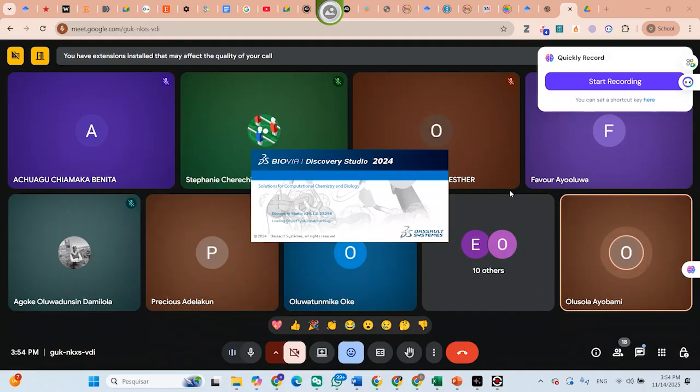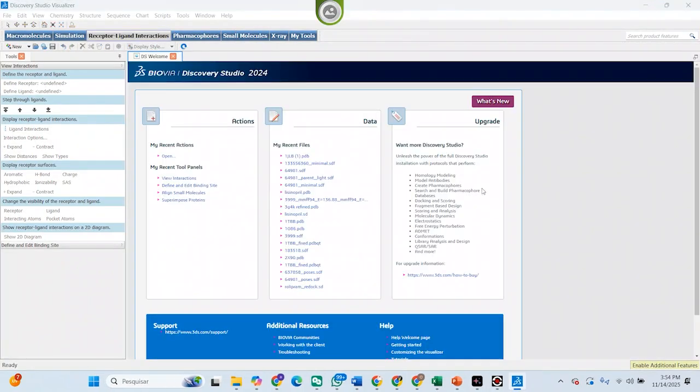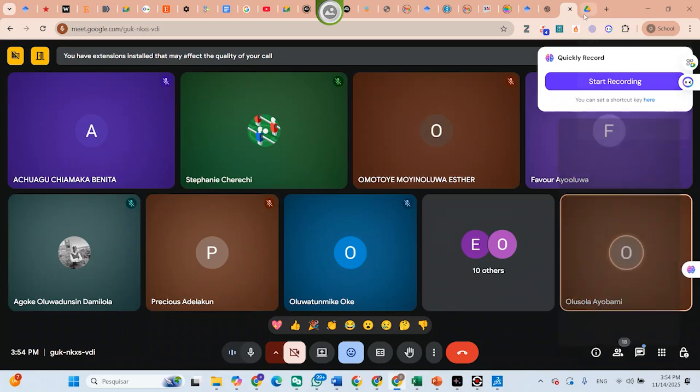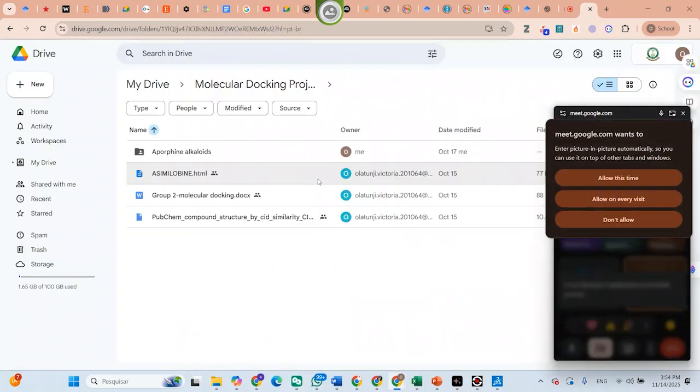Please, not all groups should choose alkaloids. I don't think we should all use alkaloids. We can use other classes. I'm still going to look into that, but not all groups should use alkaloids. No, we can. Group 2.